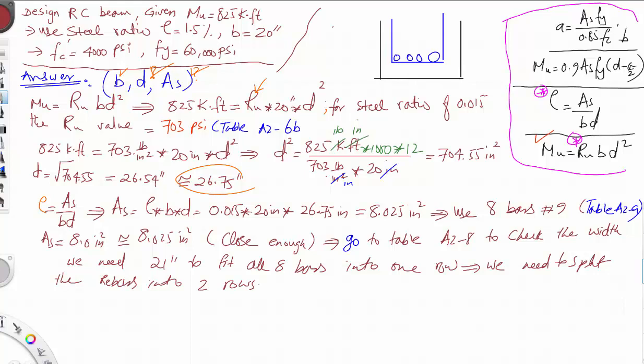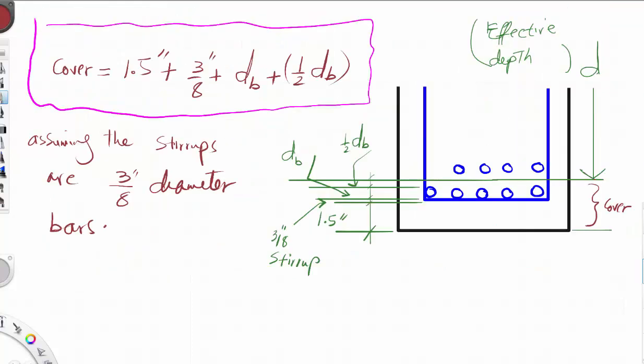Now, to do so, we need to calculate how much is the cover now, because by default we can use 2.5 inches as a cover, but because we are using 2 rows, now we need to find a way. And here is an explanation for this. If you have more than one row of bars, this is the formula to calculate the cover.